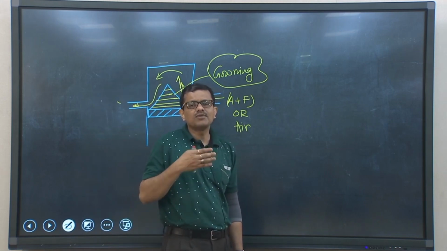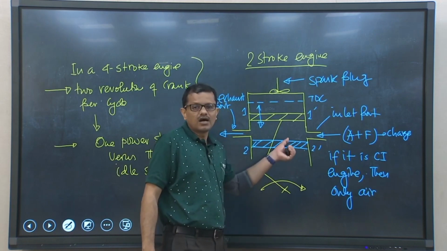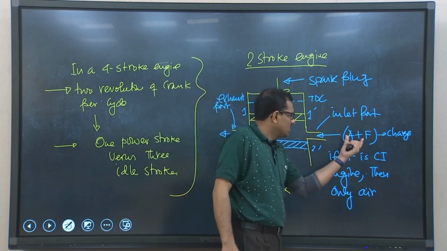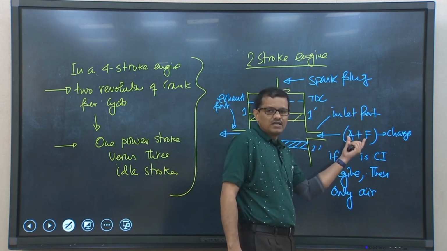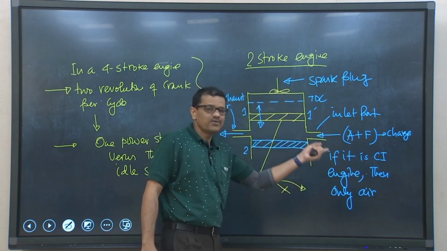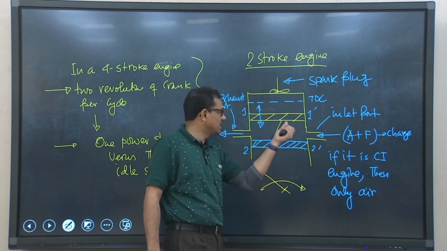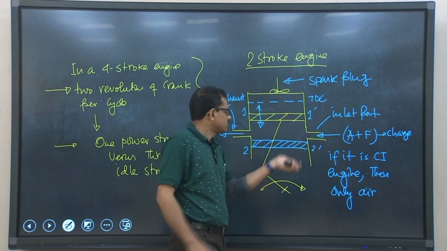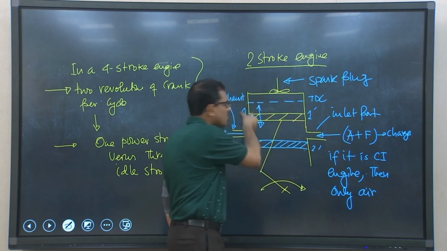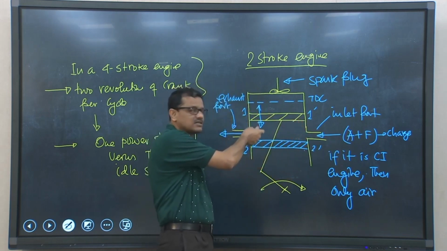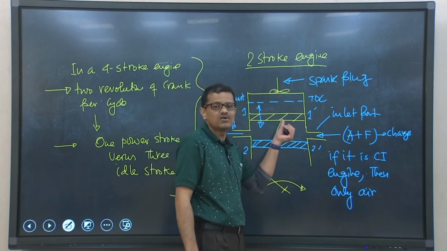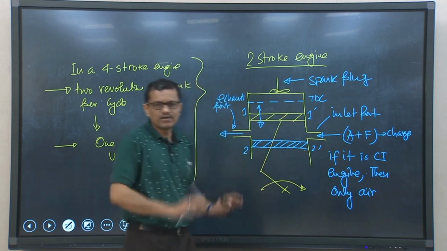So, from the perspective of fuel economy, two stroke engines are not suitable, because there will be a certain amount of loss of air fuel mixture or fresh air. Basically the air fuel mixture or fresh air is used to remove the combustion gases from the cylinder. While the combustion gases are leaving, they will also carry a certain amount of fresh air fuel mixture or fresh air, and that is how engine efficiency will reduce. So, these two are very important points.